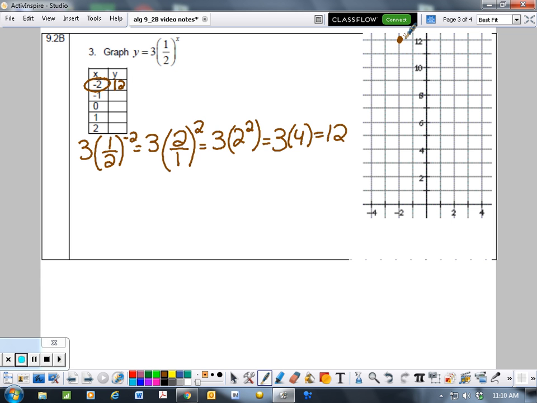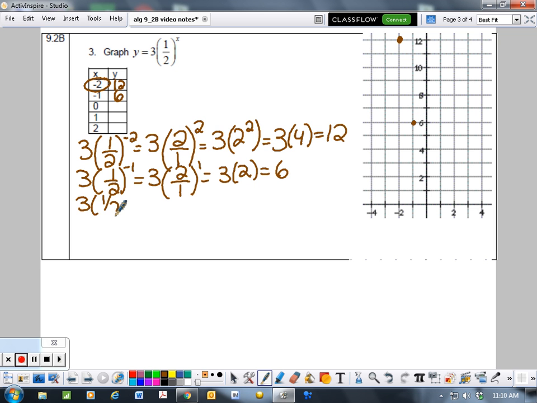And then we're going to go ahead and calculate the next one. 3 times 1/2 to the negative 1 power. This is really 3 times 2 over 1 to the first power, which is 3 times 2, which is 6. So negative 1 and 6. And then 3 times 1/2 to the 0 power, which is 3 times 1, which gives us 3. Again, seeing how this becomes our y-intercept.